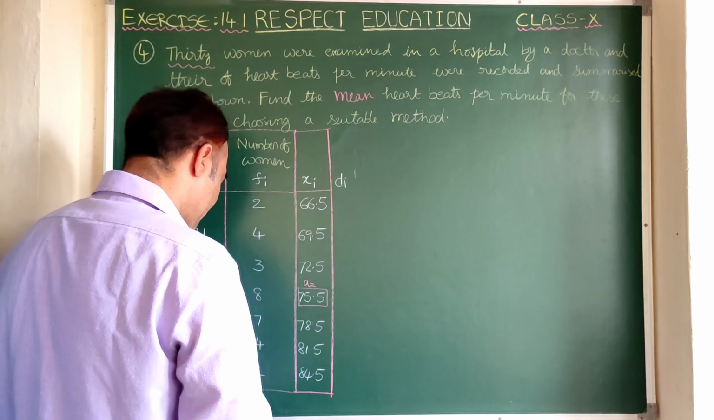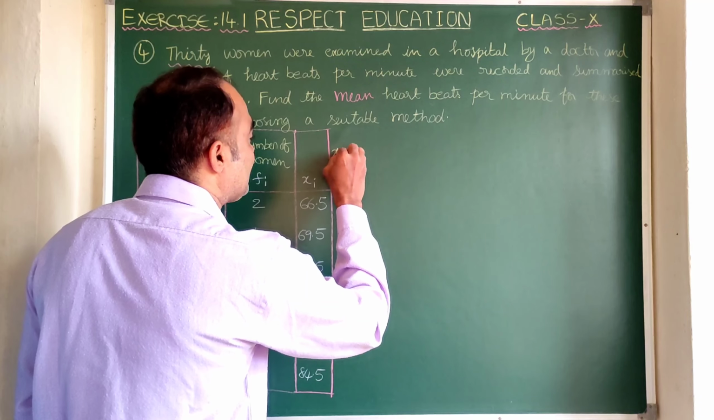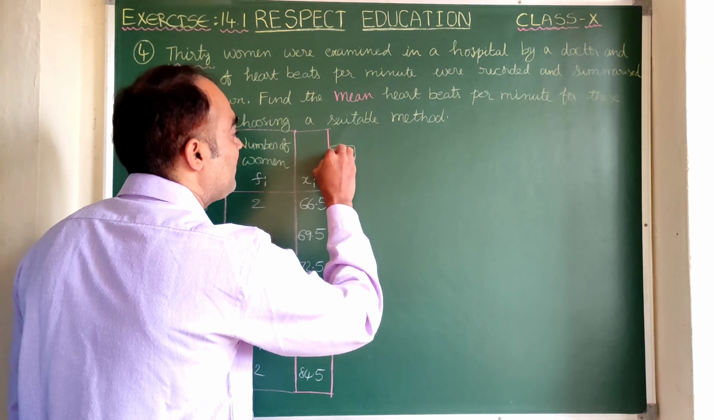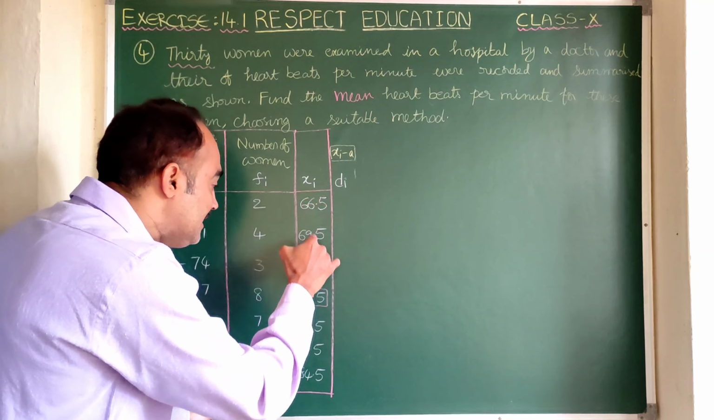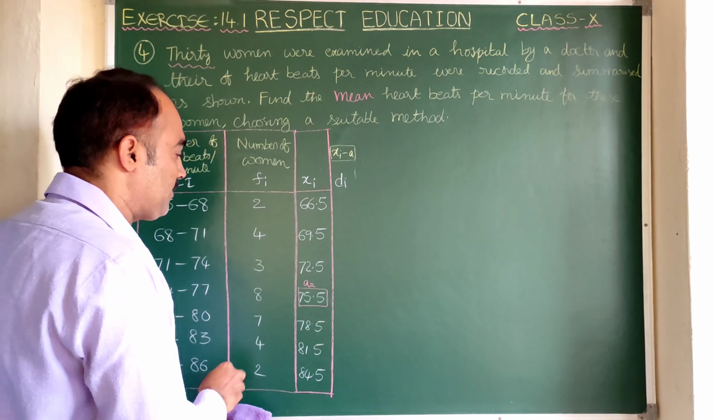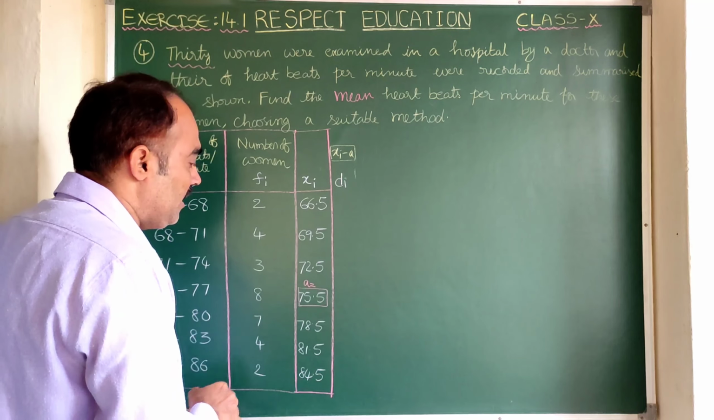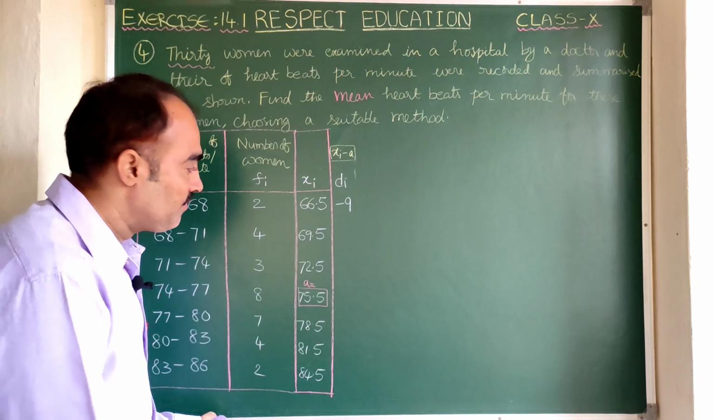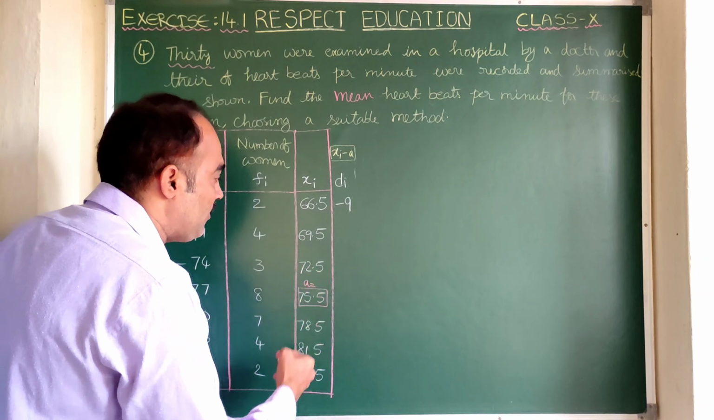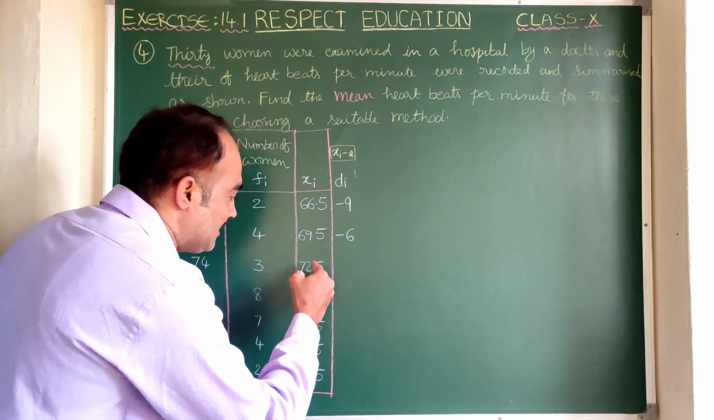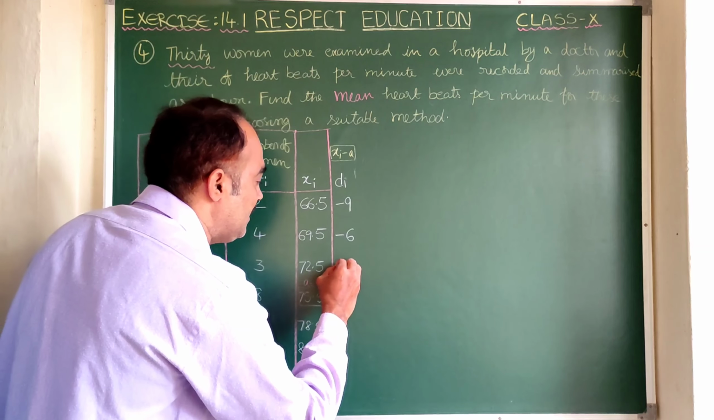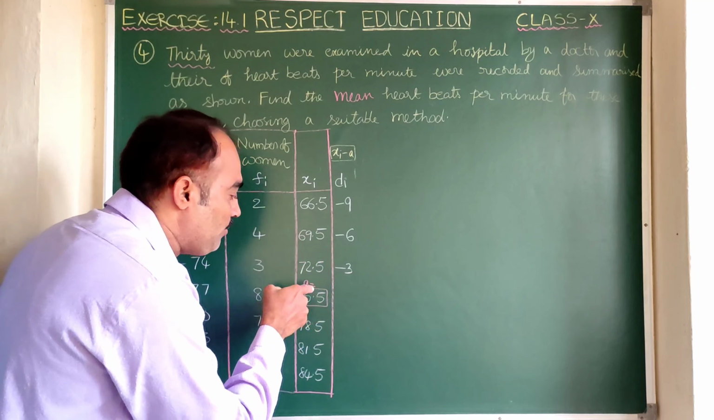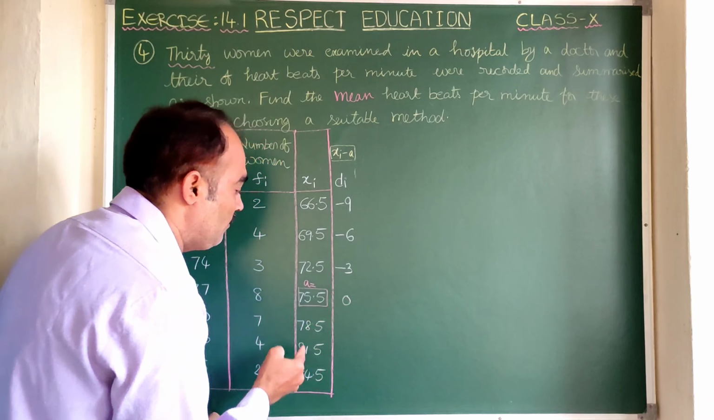Now the di value can be found as xi minus a. Di value is xi minus a. So from xi, this a is to be subtracted. Now here let us subtract. 66.5 minus 75.5 is minus 9. Clear? 69.5 minus 75.5 is minus 6. 72.5 minus 75.5 is minus 3. 75.5, that is xi, and that is a. 75.5 minus 75.5 is 0.